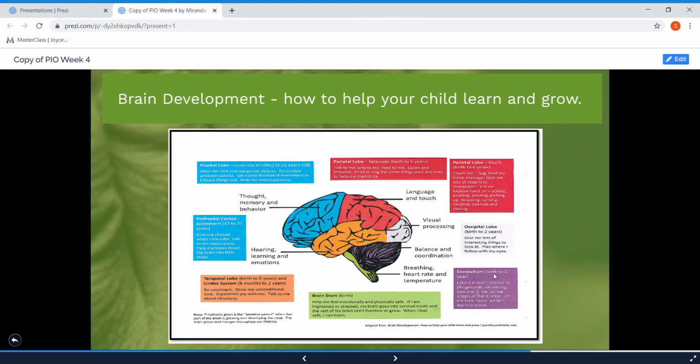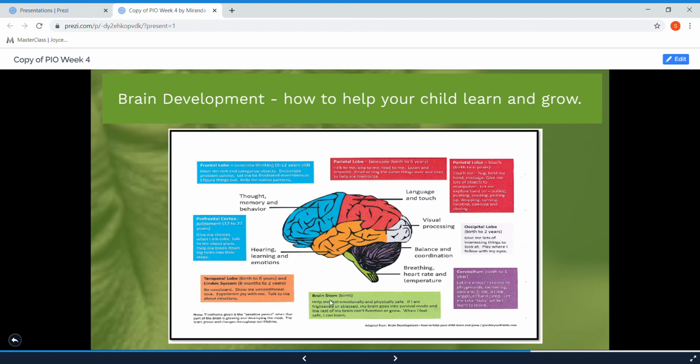The purple area is balance and coordination. This is birth to 1 year. So let me move, take me to the playground, swimming, dance with me, let me wiggle, roll, and jump. Let me take risks while I learn to move. All of this is very important.